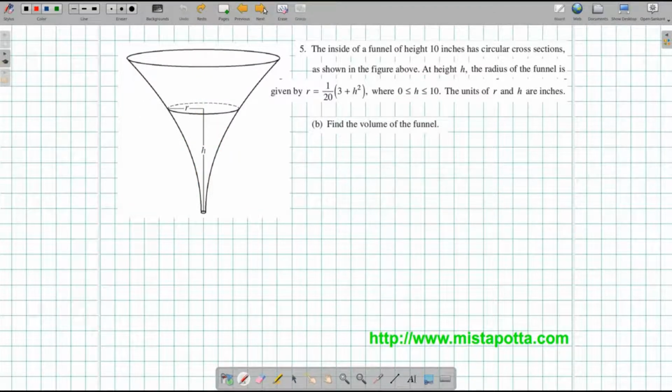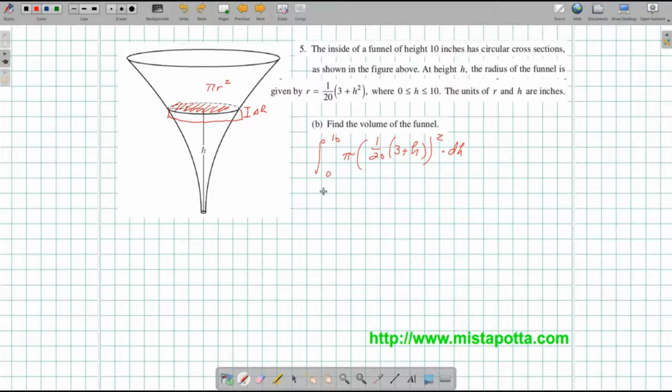In part B, they want us to find the volume of a funnel. Well, remember that if I'm finding the volume of a rotation, I've got to add up all of these little cylinders where the surface, my base in this case, would be pi r squared, and my height is really delta h. So I'm going to be integrating from 0 to 10 pi times r, which is 1/20th of (3 plus h squared), times my height, which is delta h, or dh for our purposes here.